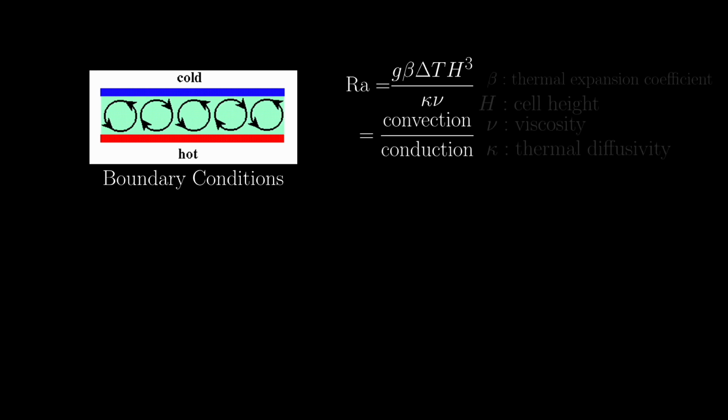The onset and behavior of these convection patterns are controlled by the dimensionless Rayleigh number, which quantifies the strength of buoyancy-driven flow compared to viscous damping and thermal diffusion. It is given by the following equation.